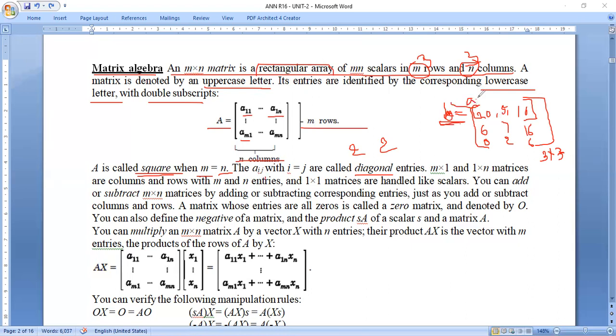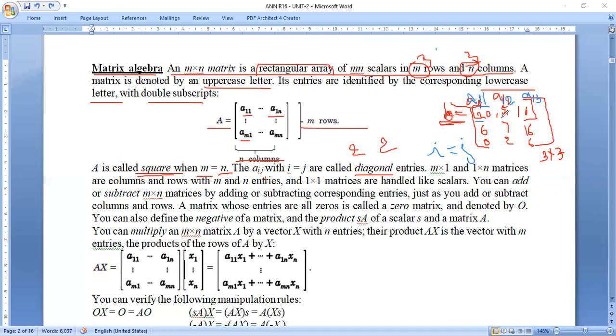For example, A11, A12, A21, A12, A13. This one is A12, and this one is A11. So when you represent the diagonal entries, when the I value and J value are equal, I equal to J, those entries are called diagonal. I equal to J means A11: the I value is 1, the J value is 1, that is 20.